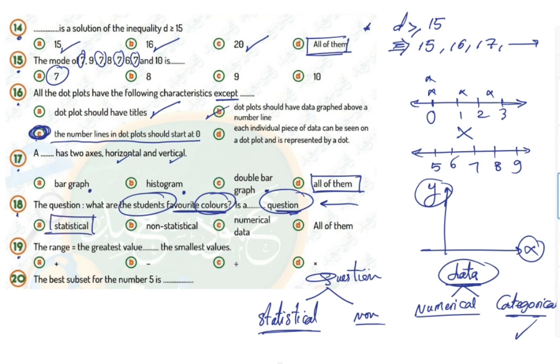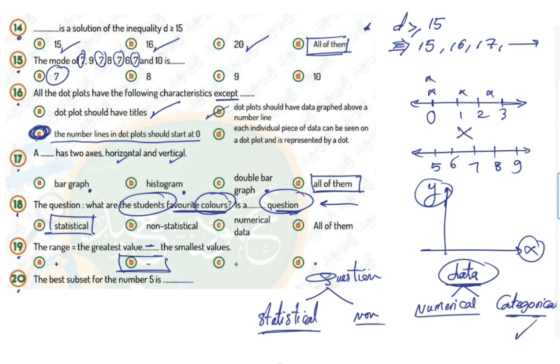Point 19, the range. The range equals the greatest value blank the smallest value, of course, minus. So choose B.